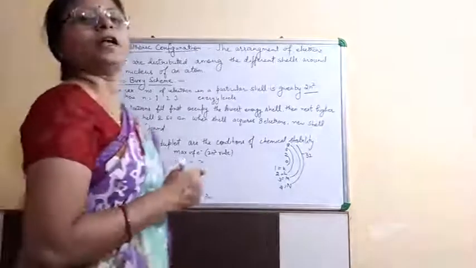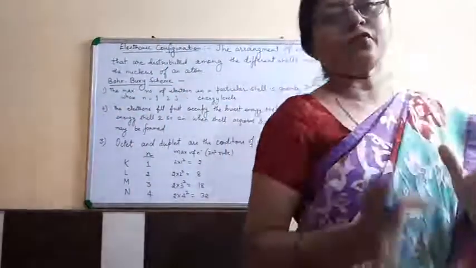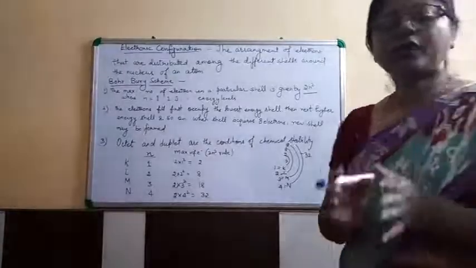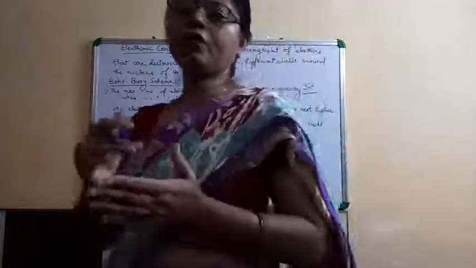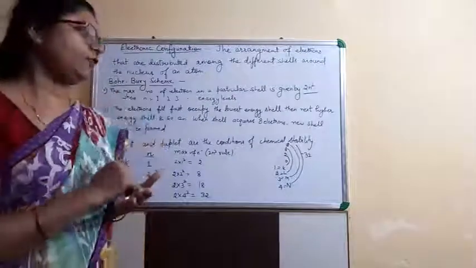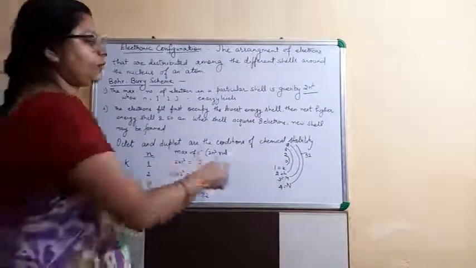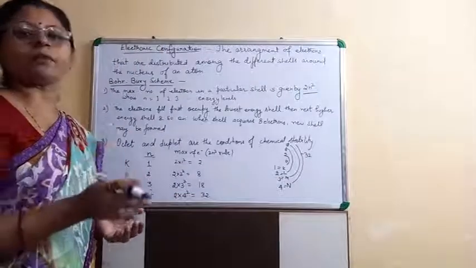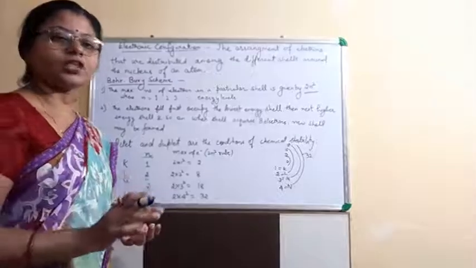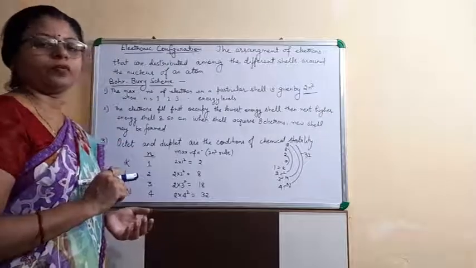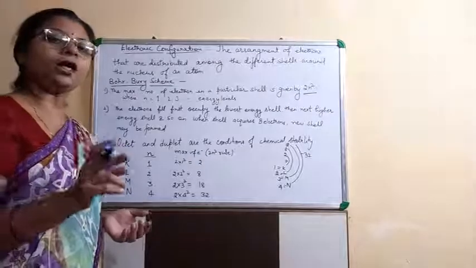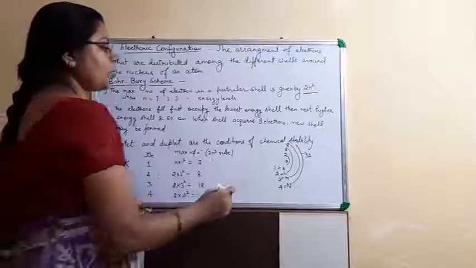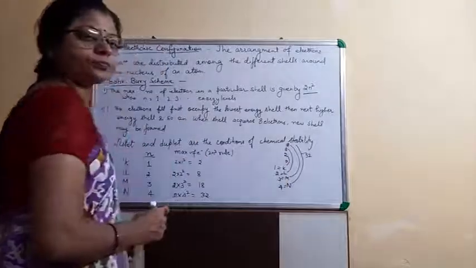The K orbit first contains 1 electron, then after that 2 electrons. After the 2 electrons, a third electron will not be filled in the K orbit. If we want to fill the third electron, we have to start a new orbit, that is the L orbit, because the maximum capacity of the K shell is 2. So we have to start the next orbit to fill the third electron.